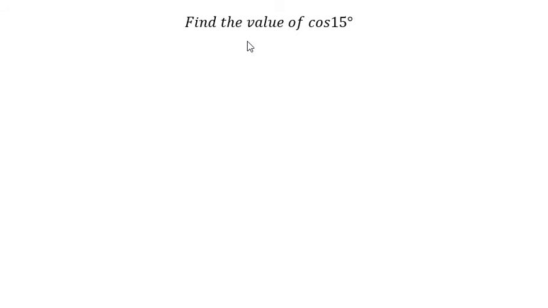The topic today is about finding the value of cosine 15. So now I will show you the technique. We have cosine 30 degrees. That's equal to cosine of 2 multiplied by 15.